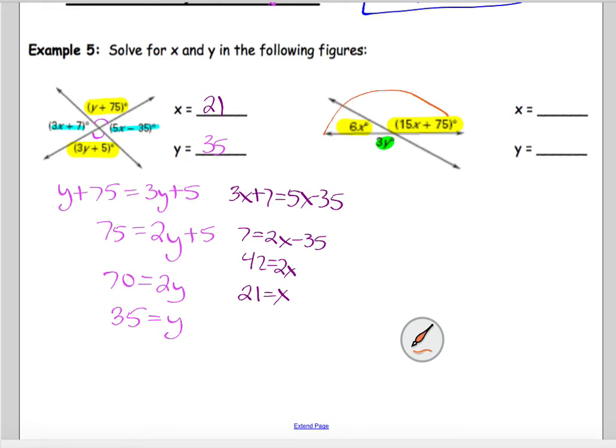So these are making a linear pair. So they're going to add to 180 because they make a straight line. So we're going to add them up. So 6x and 15x is 21x plus 75. So I'm just adding them together before I wrote it down. Equals 180 degrees. So then subtract the 75 and 21x will equal 105. And then when we divide by 21, we'll get that x is 5. So we've got our x value.